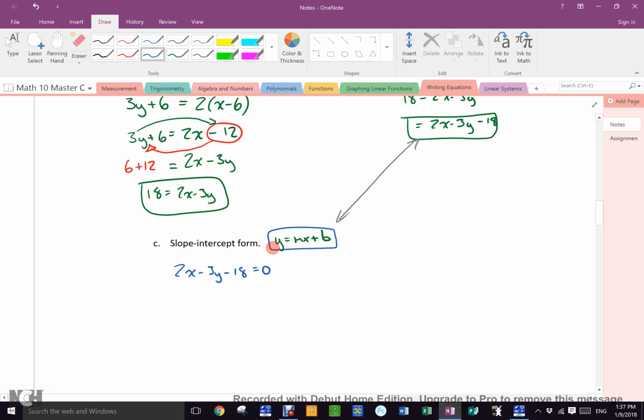You got to get that y alone and positive, right? So right now, he's not alone, and he's negative. So what should I do? I'm going to move him. So then I'm going to have what? What am I going to have on the left now? Minus 18 is going to equal 3y.